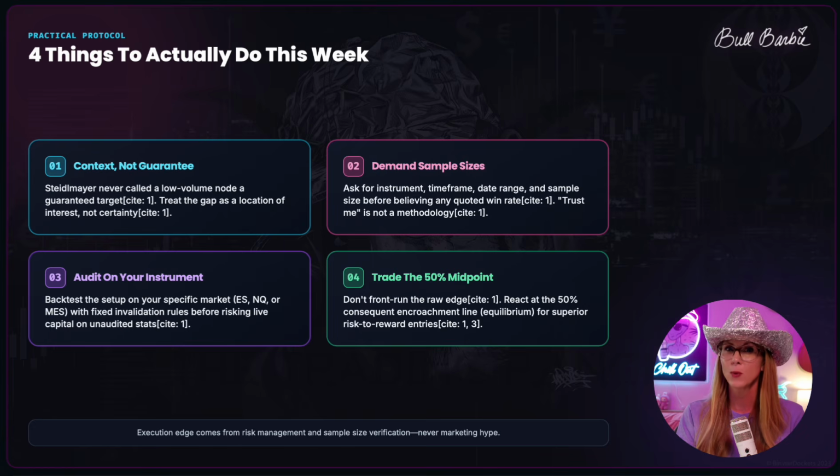So here's what to actually walk away with. One, treat the gap as context, not a guarantee. Steidlmayer never claimed that a low volume node is a sure thing either, and neither should you. Two, if at any time someone quotes you a win rate, ask for the sample size and the date range before you believe it. Number three, backtest your own version of this rule on your own instrument before you risk real size and real accounts on someone else's unaudited number.